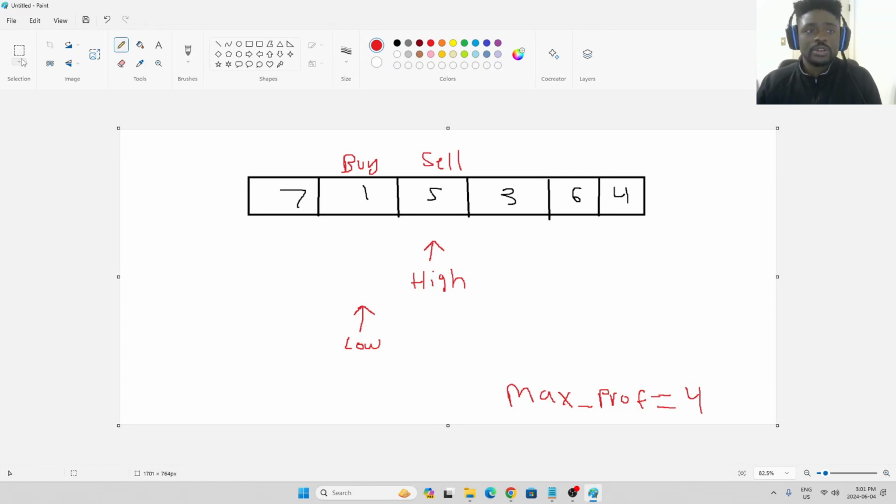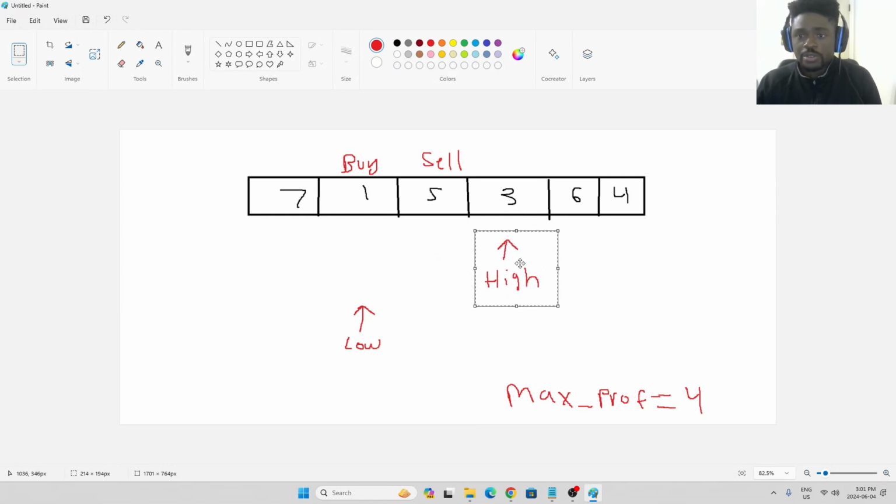And we continue to do the checks. So can we shift our high pointer when we move our high pointer to position 3, or when we slide our window to position 3? We see that 3 is actually less than 1, so we have a potential to make a sale here. And when we do so, the profit that we get is going to be 2, and our max profit is actually 4 right now, so we don't need to update this value.